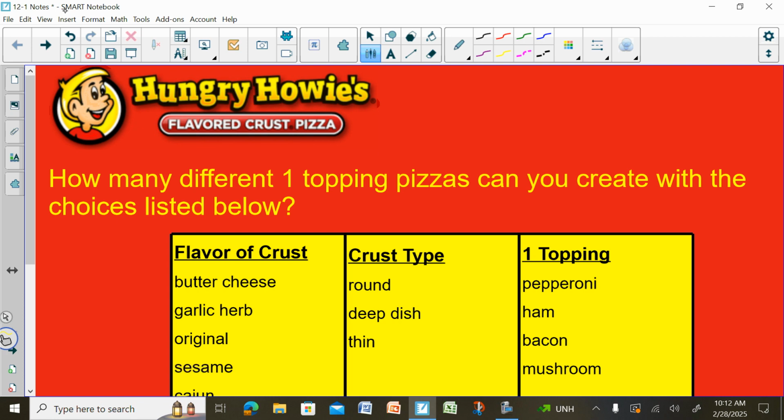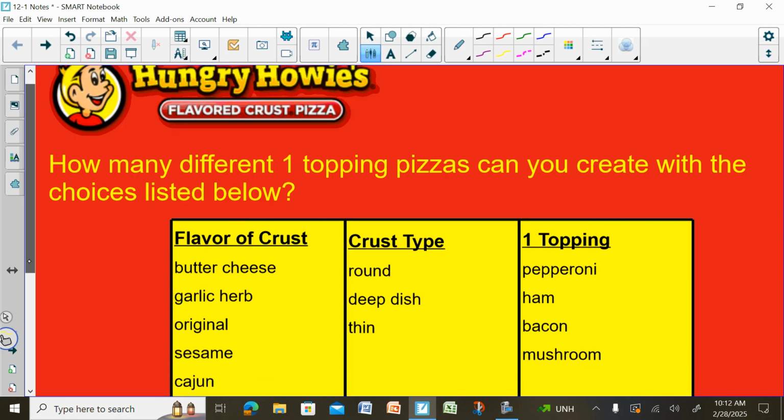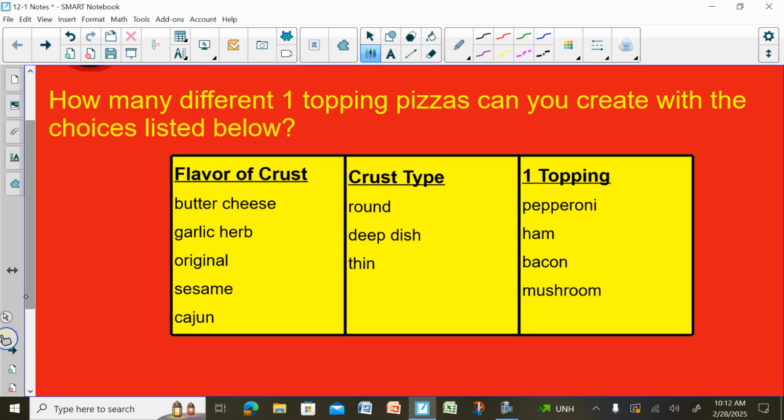So if you would take a second and just appease me here in trying this out. How many different one-topping pizzas can you create with the choices listed below? I'll go ahead and pause, noticing that you have just these options. It's a little abridged form of what the actual menu allows. But we have those flavors of crusts, and then you have to select a crust type, and then you have to select your one topping. So go ahead, pause, and then come back, and we can go over your results.